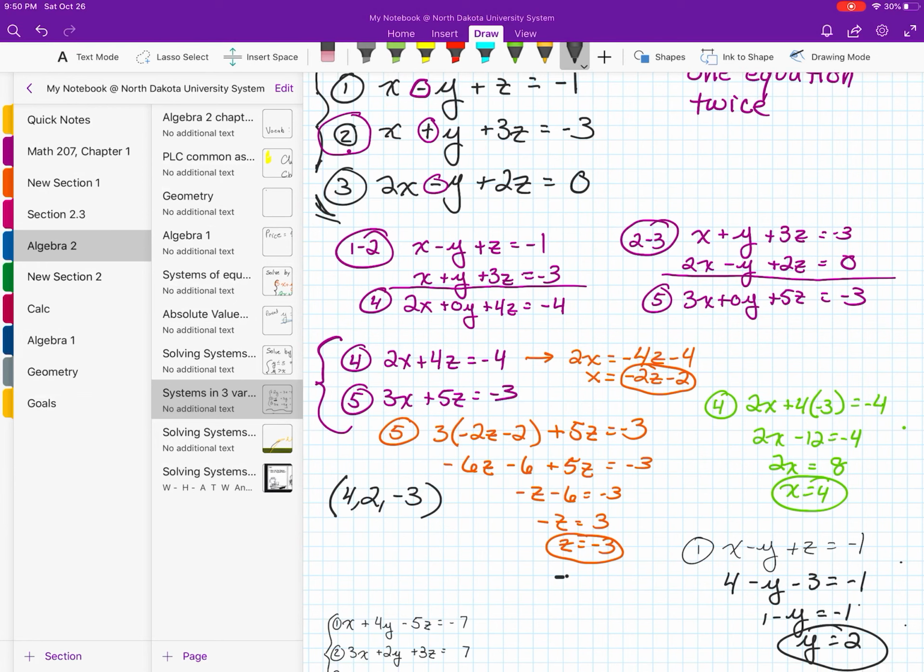But we have to check. We've done a lot of manipulations, right? We've rewritten equations, we've substituted, we've blah, blah, blah. Look at all of these different lines, right? Lots of opportunity for error. So we have to check. This ordered triple is not a solution unless it is a solution for, okay, what am I going to do?